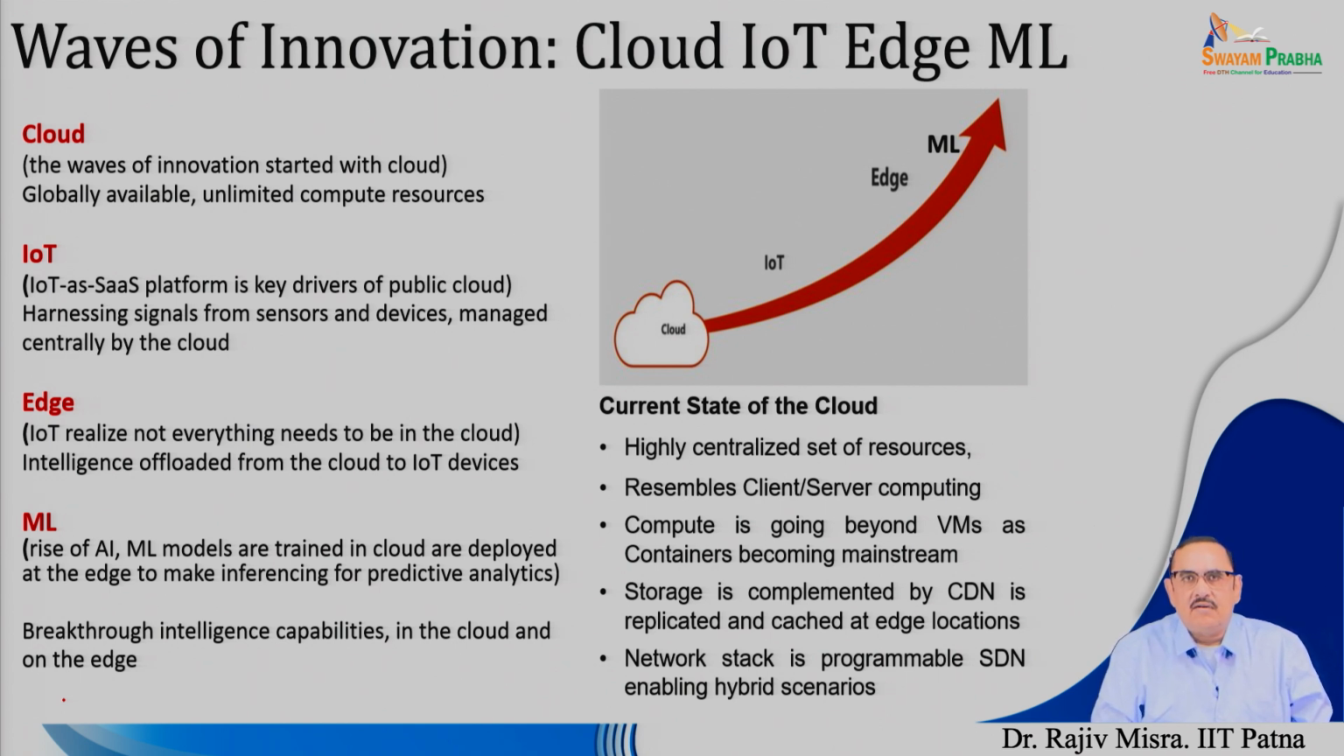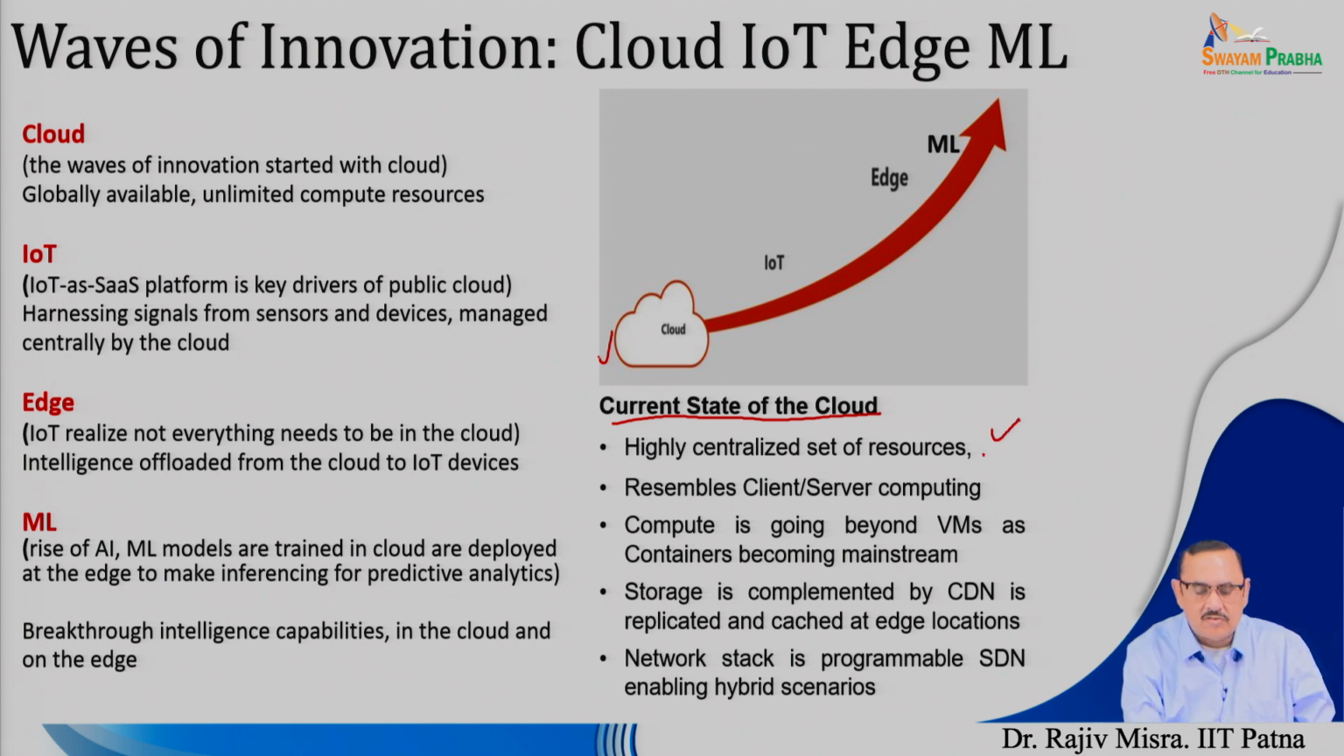Now, to understand the transition from cloud to edge computing, or how edge computing complements cloud computing, we have to understand this wave of innovation, that is the innovation happening in the cloud. So, for that we have to understand the current state of the cloud. The current state of the cloud says that it is nothing but a highly centralized set of resources.